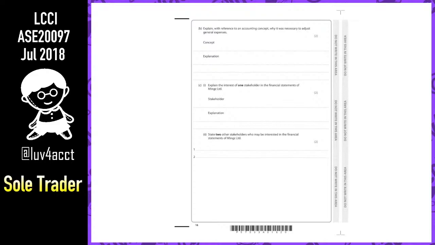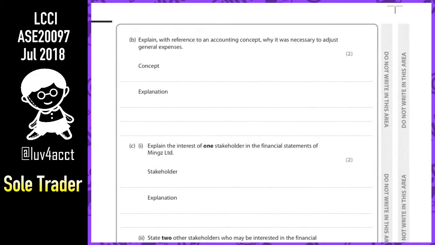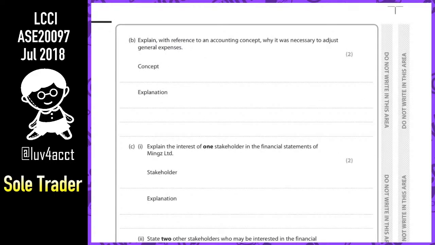Next part: explain with reference to an accounting concept why it was necessary to adjust general expenses. That is of course the accrual concept. The accrual concept is concerned with when expenses are incurred, not when they are paid. We should record them when they are incurred.